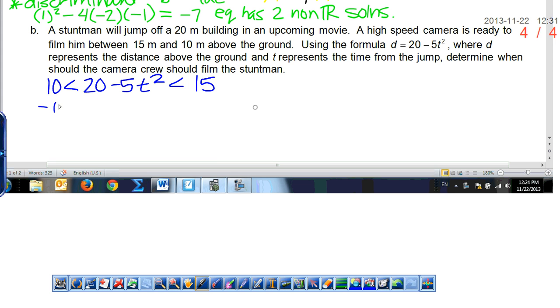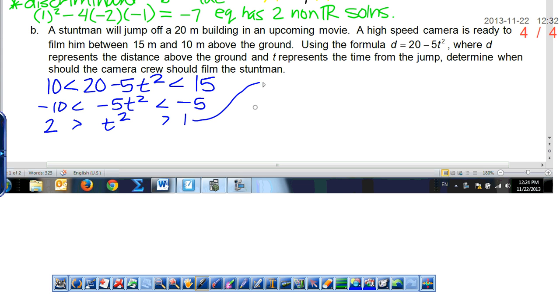Okay, let's subtract 20 first. So minus 10 is less than negative 5t squared, which is less than negative 5. Okay, divide by negative 5, which is going to cause what to happen? My sign to flip. So I'm going to divide by negative 5. I'm going to get positive 2 is greater than t squared, which is greater than 1.